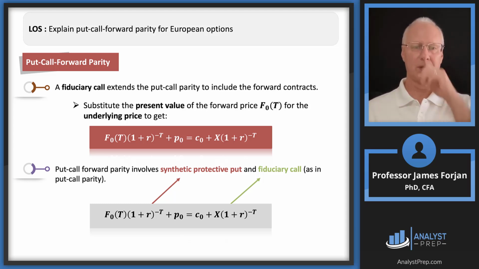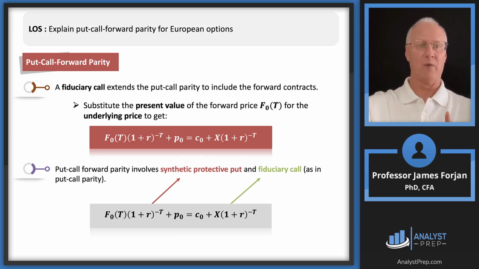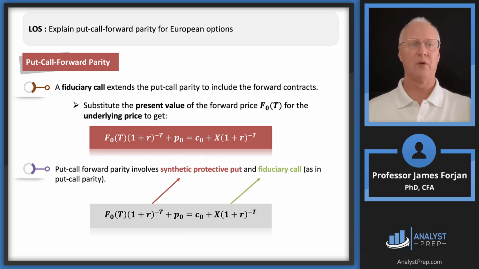And all we're doing is saying, okay, we know that we can buy a forward contract on a share of stock, and we can pay this forward price. Well, let's just take the present value. Just like the stock price is the present value, for the forward price we need to take the present value.